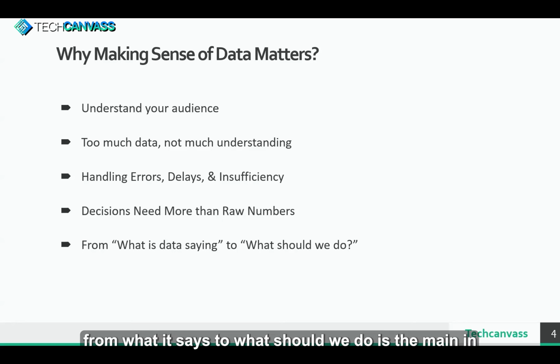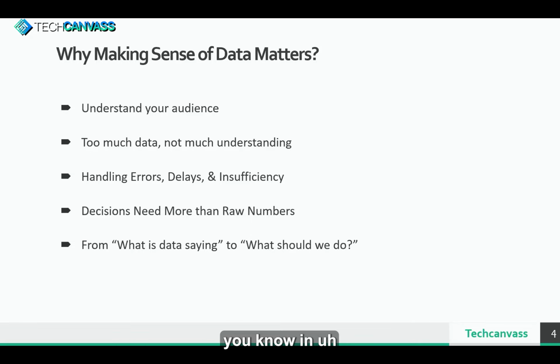Going from what the data says to what we should do is the main thing which we as analysts need to do, and that is our job basically, which we are not doing. Okay. And that is what the leadership and every organization is demanding basically.